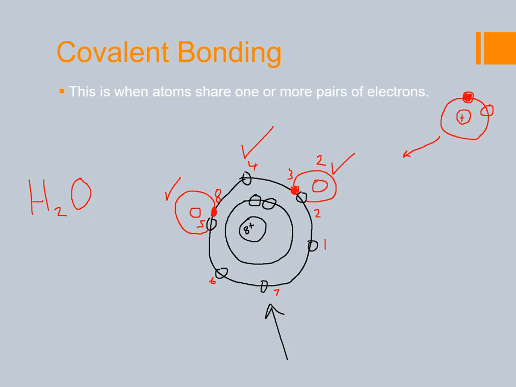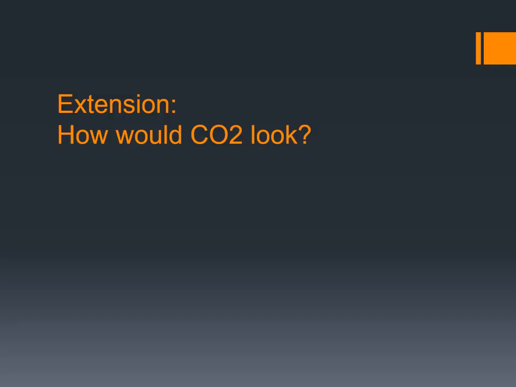And that is covalent bonding, and it's much stronger than ionic bonding, and lots of our bonds in our body are covalent bonds. It's where atoms share their electrons to fill their outer shells.